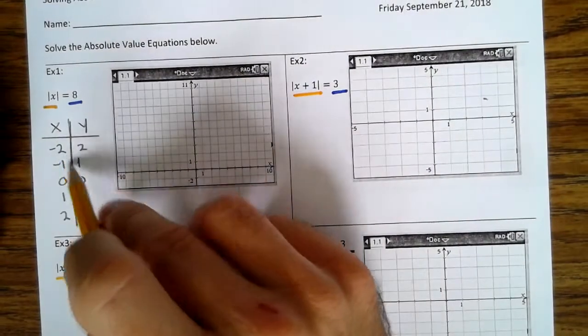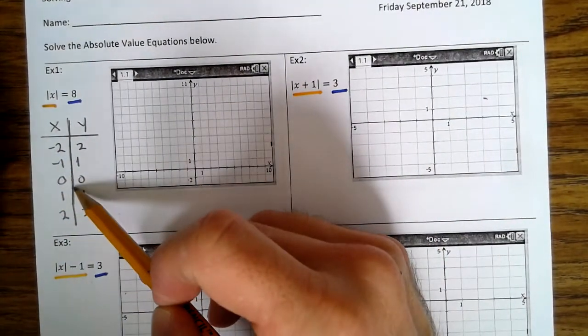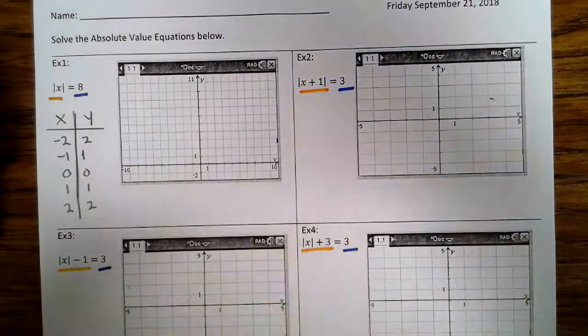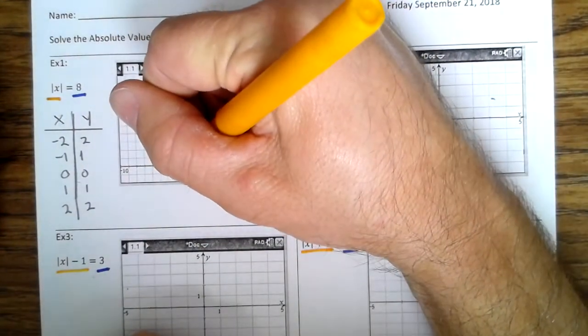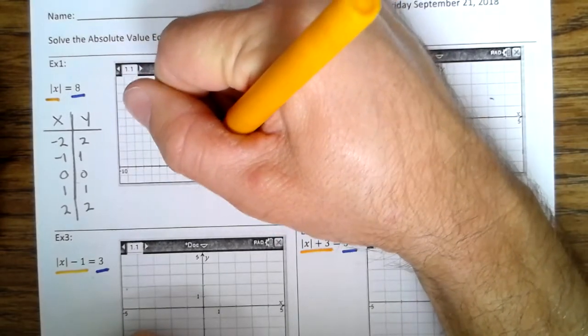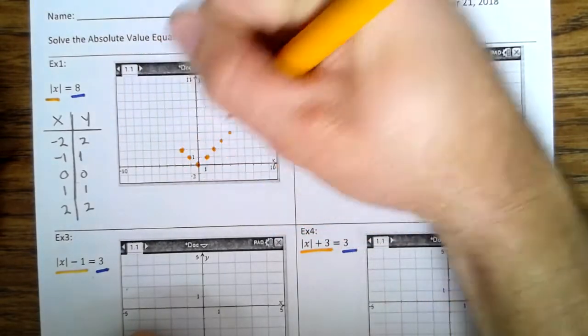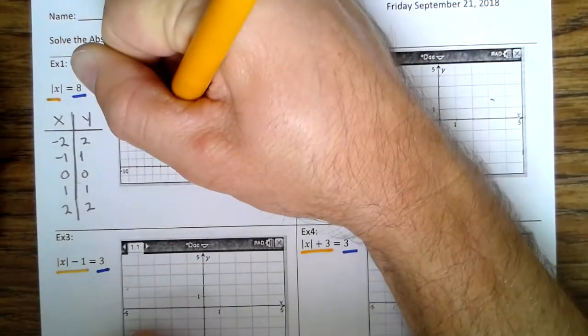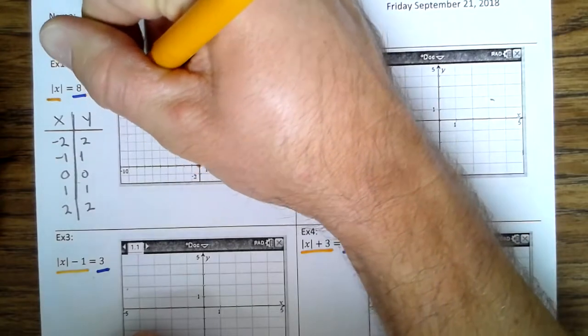Now, this is the parent function of absolute value, okay? We're going to use these points as directions on the next couple problems, okay? So -2, 2; -1, 1; 0, 0; 1, 1; 2, 2, and you can basically go in the same pattern. And I would recommend doing that for the entire graph.